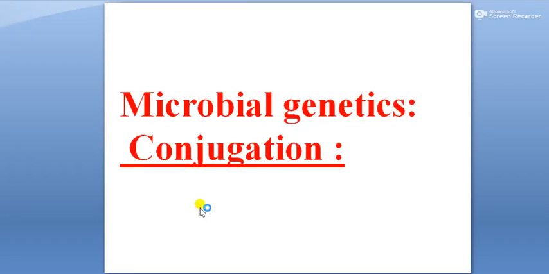Hello everyone, today's topic is microbial genetics, which includes three different mechanisms for transferring genetic material. One is transformation, two is transduction, and the last one is conjugation. We have already completed transduction and transformation. Today we only focus on conjugation. Let's see what conjugation is.